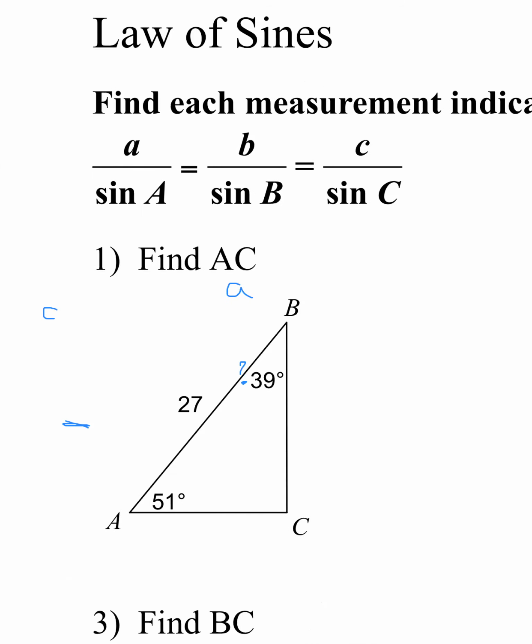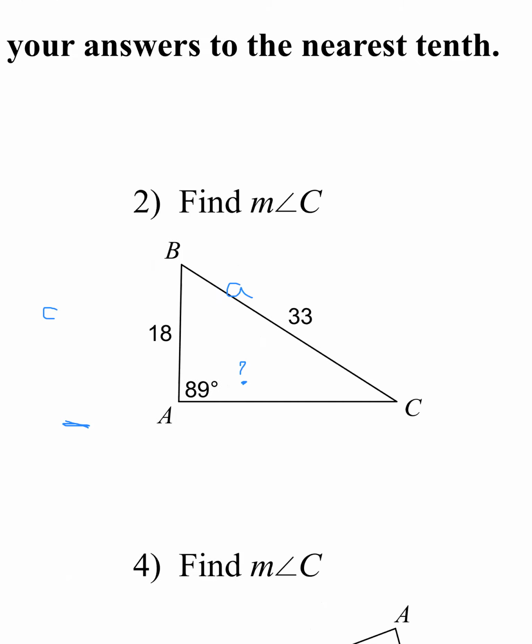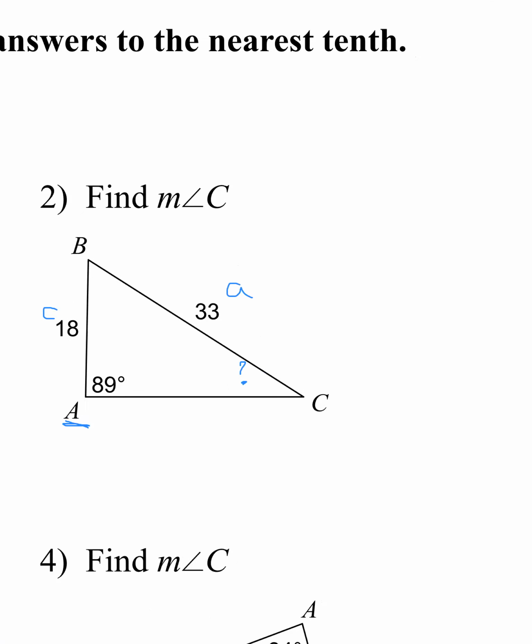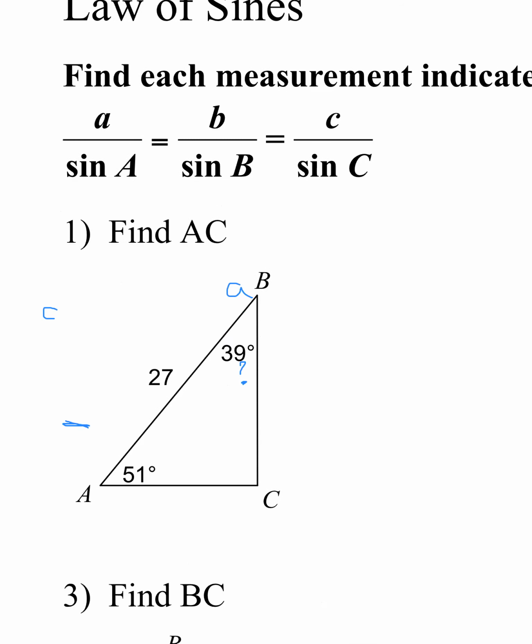If you look back at these, they're all equal to each other. I'm only going to use 2 of them at a time. In this case, notice how I don't care about B at all? I don't care about angle B and I don't care about side B. So I'm just going to ignore the ratio that has B's in it and cross that one out. So I'm going to do a over sine A equals c over sine C. Fill in what I know and solve for what I don't.